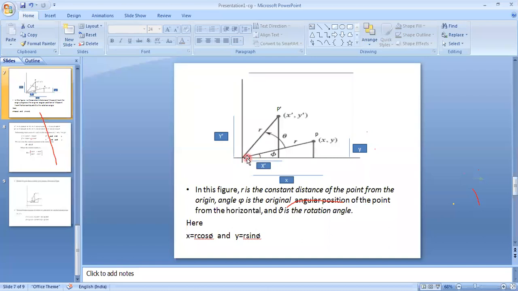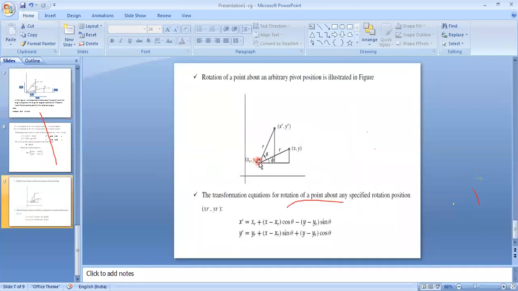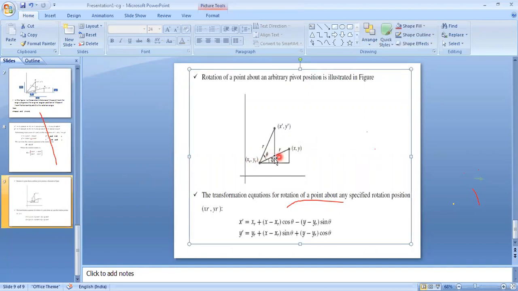and how to rotate an object not from the origin, but from any fixed point. If I try to rotate my object from any fixed point, how the rotation will take place. And tomorrow we'll discuss scaling, reflection and shearing if time permits.